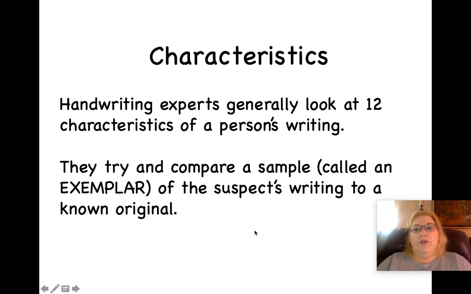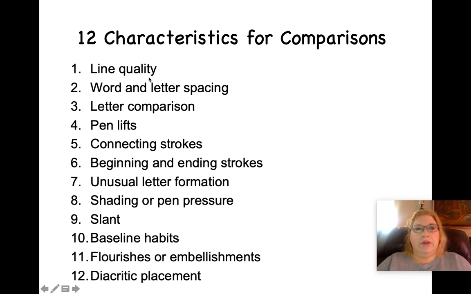There are 12 characteristics that generally are used by handwriting analysts. So let's take a look at those. Line quality, word and letter spacing, letter comparison, that's characteristics of specific letters, when or where a person lifts their pen as they're writing, what letters do they connect, how do they begin and end letters, is there anything that's unusual about any of their letters? Like we saw with Jacob in sixth period, the way he draws his R is unusual. Shading or pen pressure, slant, whether or not it's straight along the baseline.